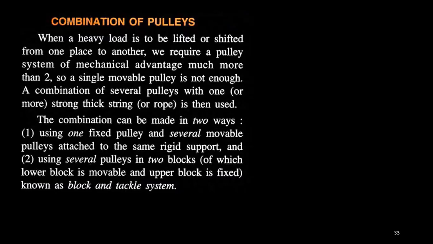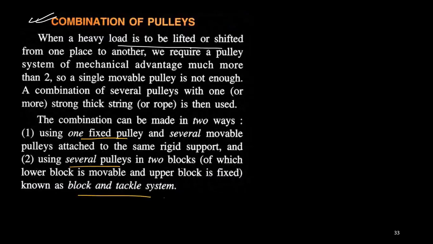Then, the combination of pulleys. Whenever different types of pulleys are attached with one another, it is called a combination. When a heavy load is to be lifted, I should go for a combination of pulleys. There are two types of combination possible. One is one fixed pulley and several movable pulleys. The other uses several pulleys in two blocks, an upper block and a lower block, called the block and tackle system.